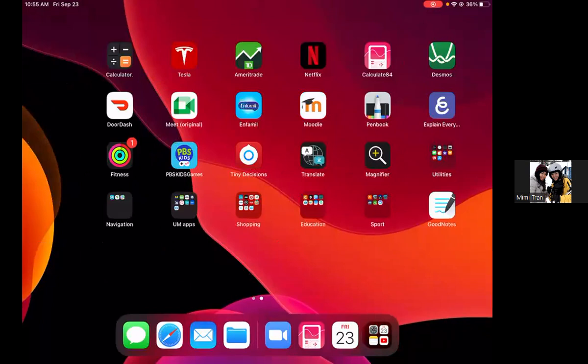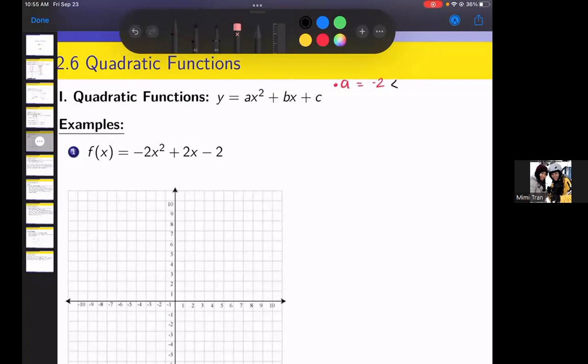A is -2. That means it's less than 0. So open down. I'll do it like that. I don't have enough space, so I'm gonna do it like that. Vertex. Okay, so x is -b/2a. All right, if I was you, I'd list it out. What's A, what's B? So A is -2, B is 2, and then C is -2.